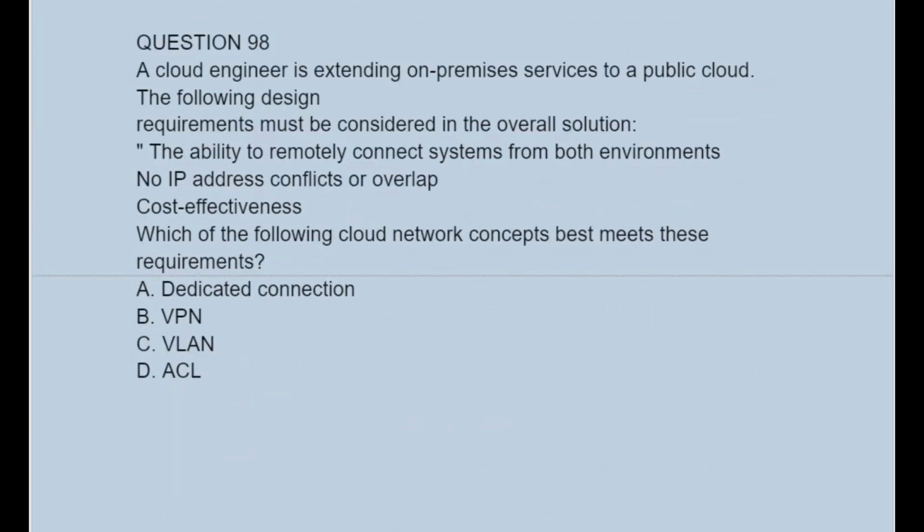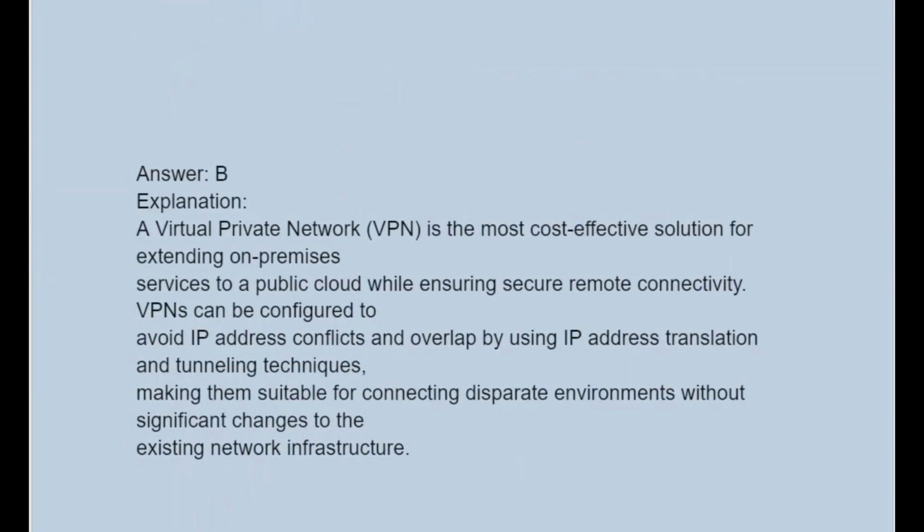Question is, a cloud engineer is extending on-premises services to public cloud. The following design requirements must be considered in the overall solution. The ability to remotely connect systems from both environments, no IP address conflicts or overlap, cost effectiveness. Which of the following cloud network concepts best meets these requirements? Option A. Dedicated connection. Option B. VPN. Option C. VLAN. Option D. ACL. Correct answer is option B.